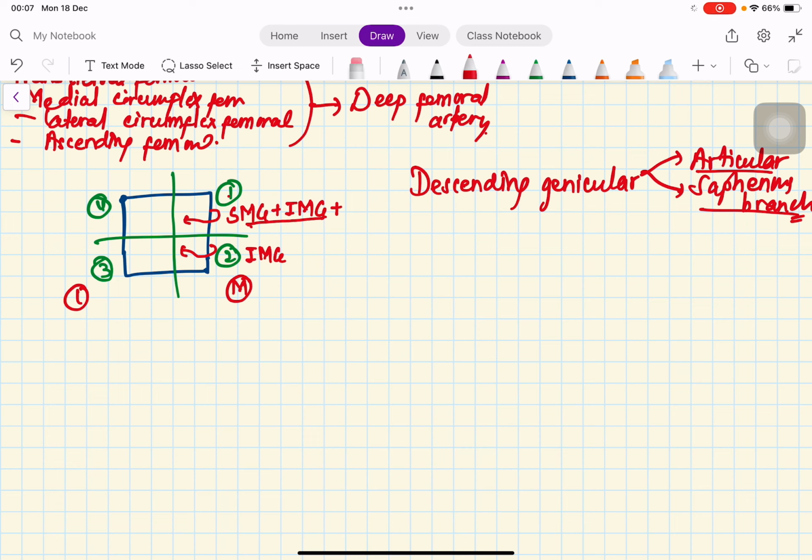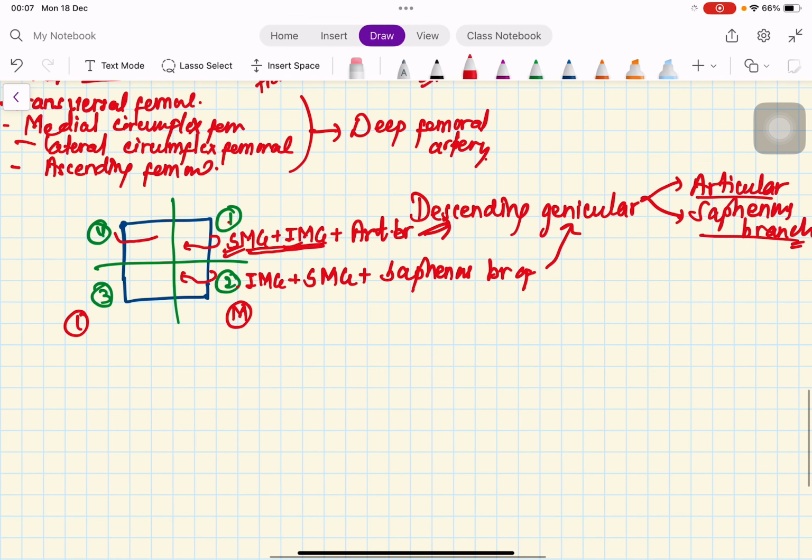Now think again. Here is the anastomosis of the superior medial genicular, inferior medial genicular, and the articular branch of the descending genicular. So in quadrant number 2, same like that, inferior medial genicular plus superior medial genicular plus the saphenous branch of the descending genicular artery. In quadrant number 4, of course, this is the superior lateral genicular, and this is the inferior lateral genicular. So there is the anastomosis of the superior lateral genicular plus the inferior lateral genicular, plus there must come something from the descending, right?